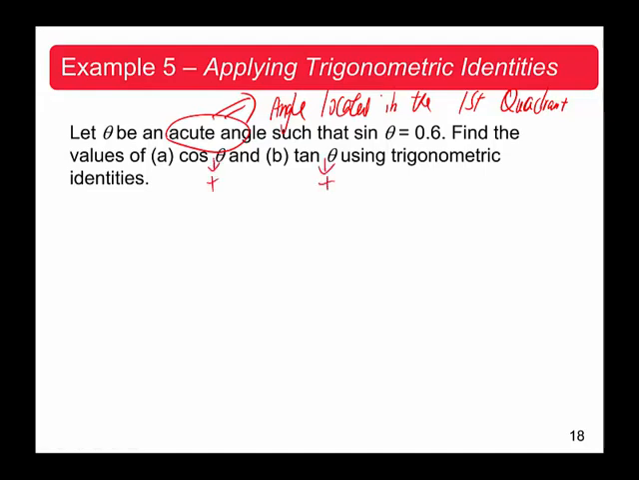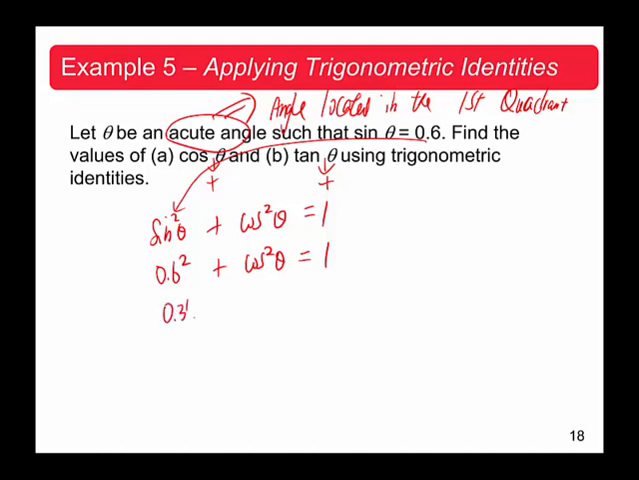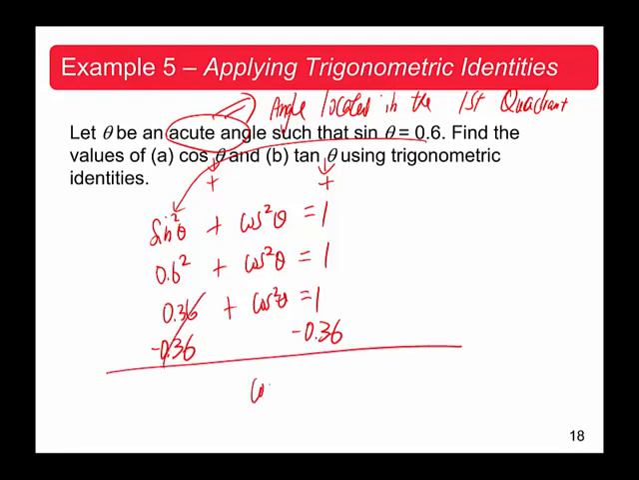Okay. And in order to find the cosine, we can use a Pythagorean identity, because sine theta squared plus cosine theta squared is equal to 1. So now replace sine theta with 0.6. So 0.6 goes here, so it's 0.6 squared plus cosine theta squared equal to 1. Now it's 0.36 plus cosine theta squared equal to 1. And subtract 0.36 from both sides of the equation. And cosine theta squared equal to 0.64.